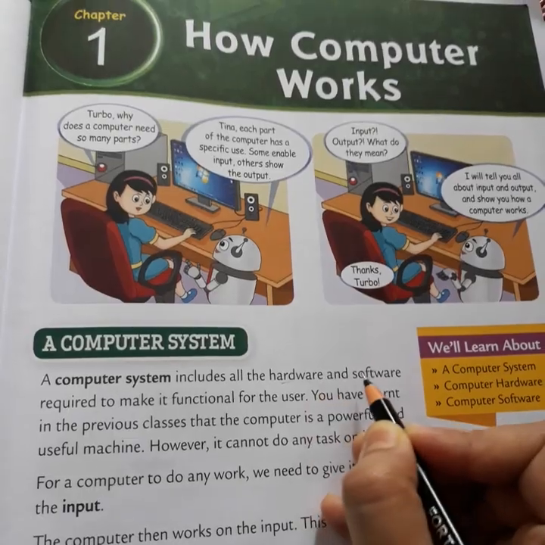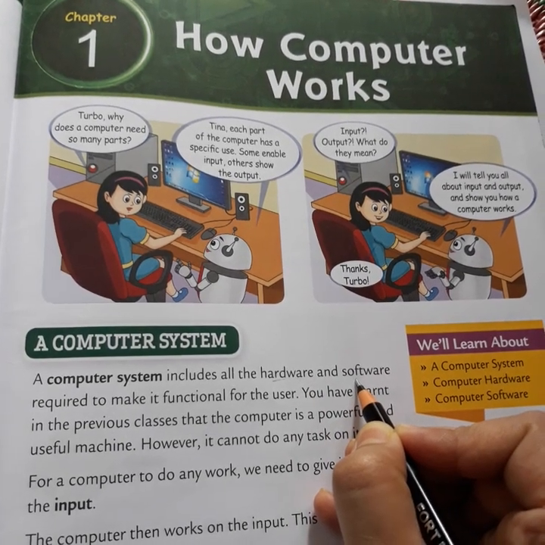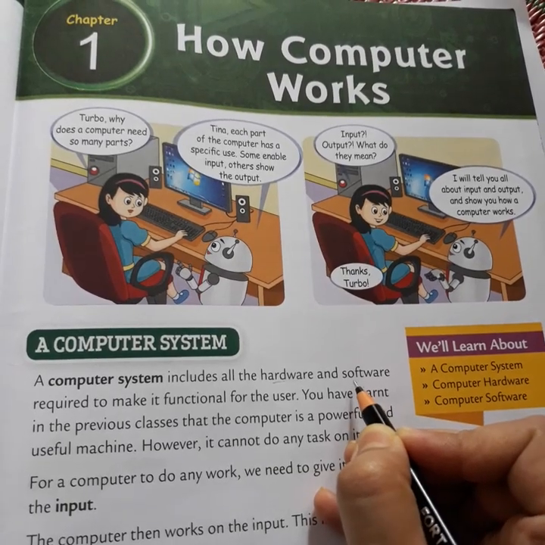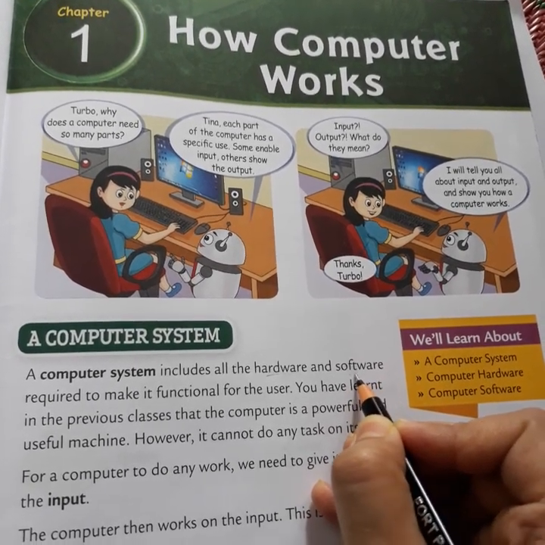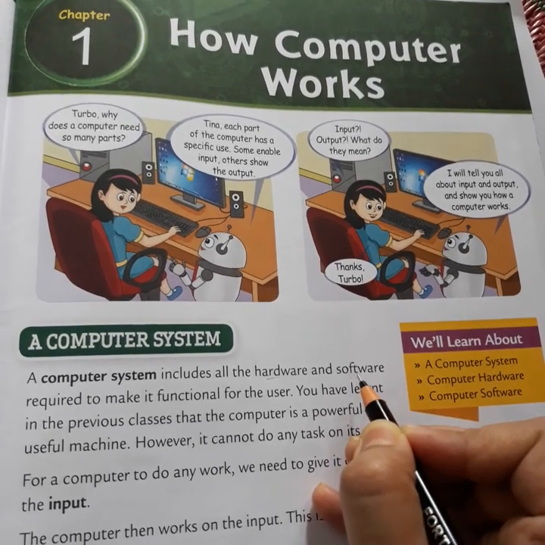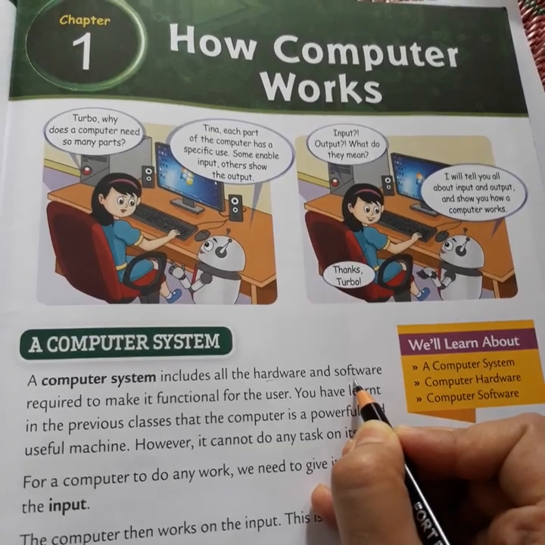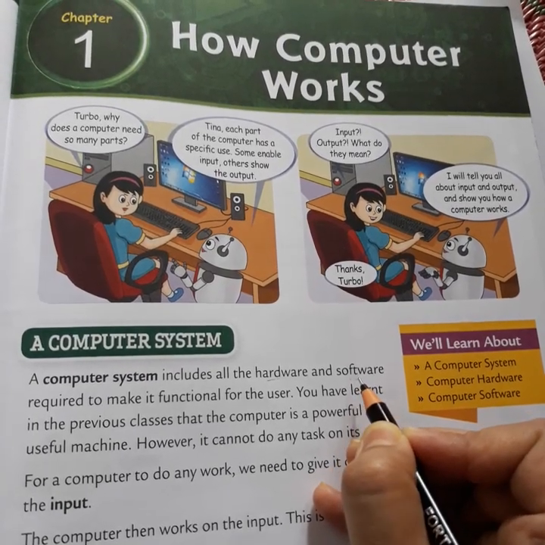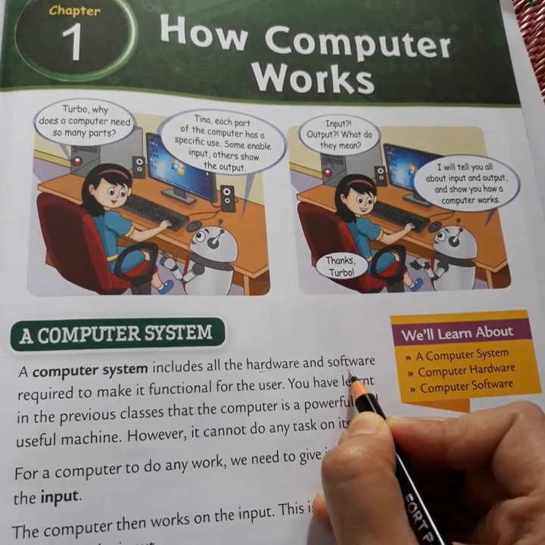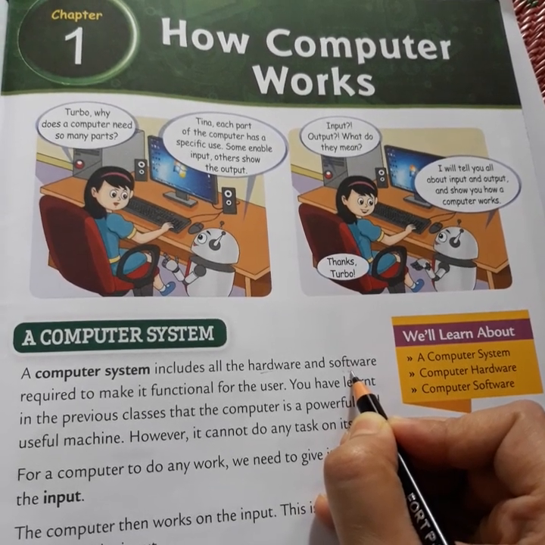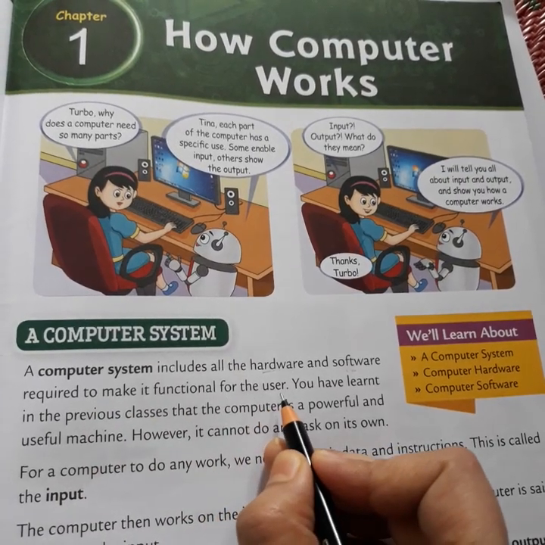And software is of two types, application software and system software. Software means that with the help of which the computer runs. Understand? Without system software, we cannot operate a computer, right? So it is required to make it functional for the user.